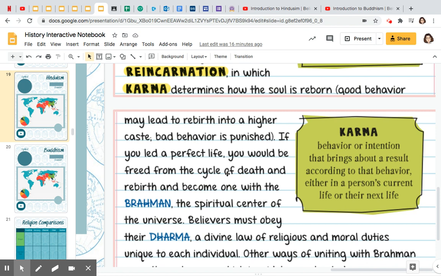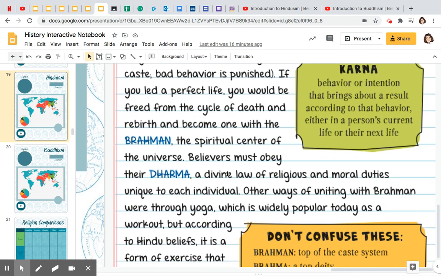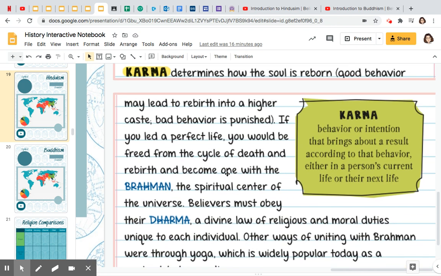If you lead a perfect life, you will be freed from the cycle of death. I should say, karma is the belief or intention that brings about a result according to that behavior, either in a person's current life or the next. So based on what you do, it's either going to come back to you in this life or when you are reincarnated.